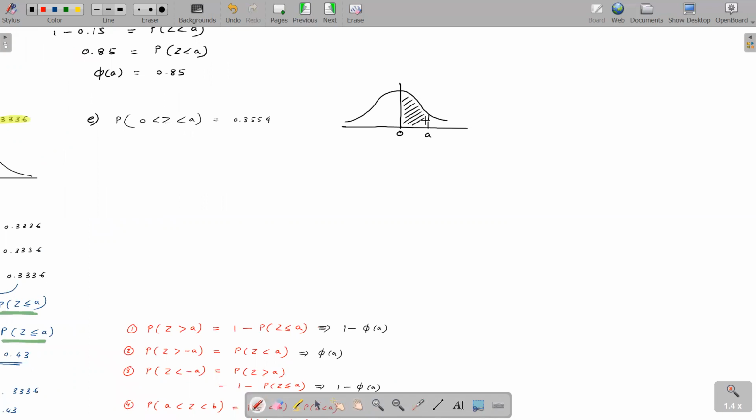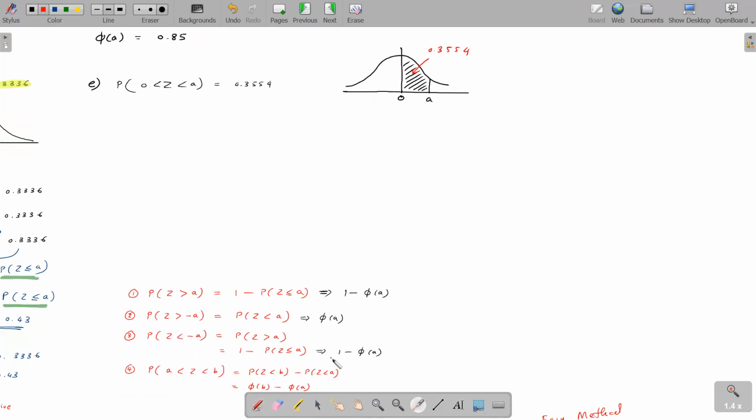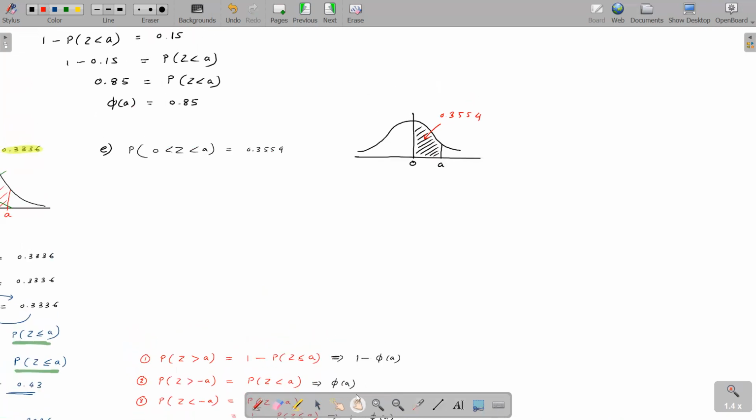So basically they're talking about this area, right? The area between 0 and A, and that area is 0.3554. Of course you can use this formula, but you can use it or you can use your common sense. So how do you use your common sense?